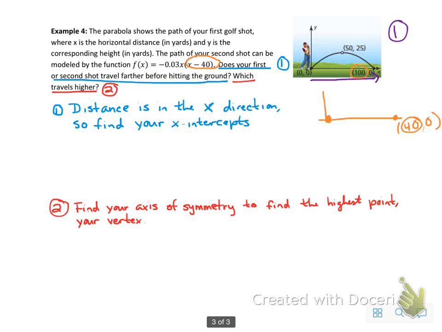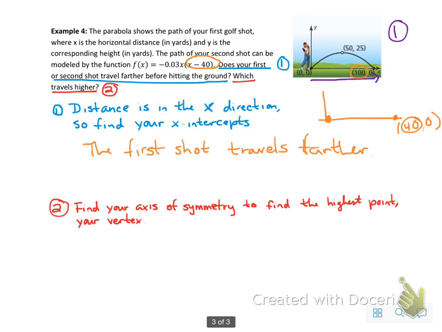Well, so that means that the answer is the first shot travels farther. Apologize for my handwriting, but we have to make sure that whenever we answer word problems, we are answering them in complete sentences, because being able to communicate in complete sentences is a very important skill.